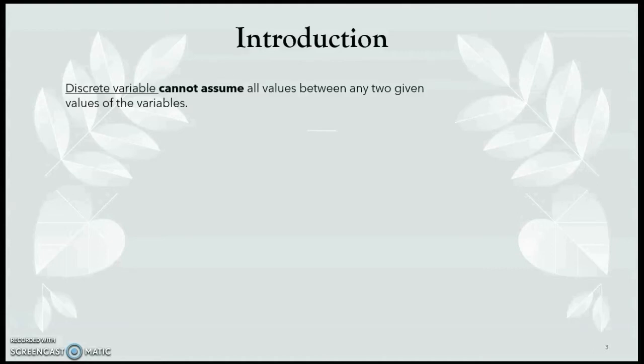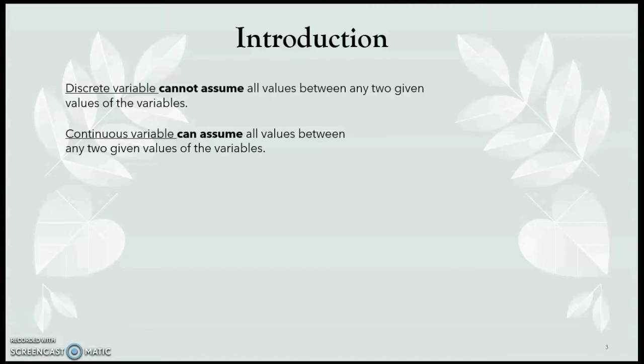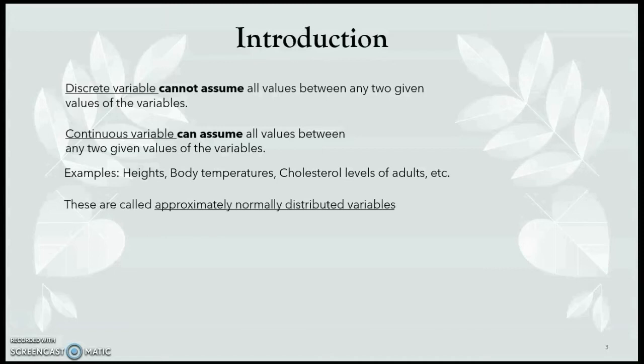Recall that a discrete variable cannot assume all values between any two given values of the variables, while a continuous variable can assume all values between any two given values of the variables. Some examples of continuous variables include height, body temperature, and cholesterol level of adults. The examples mentioned have distributions that are bell-shaped, and these are called approximately normally distributed variables.